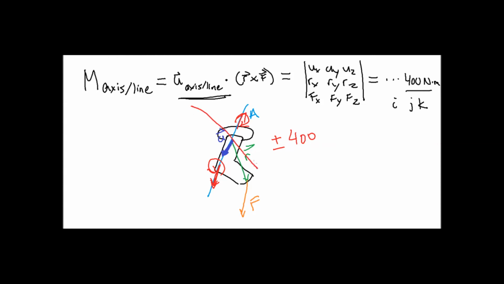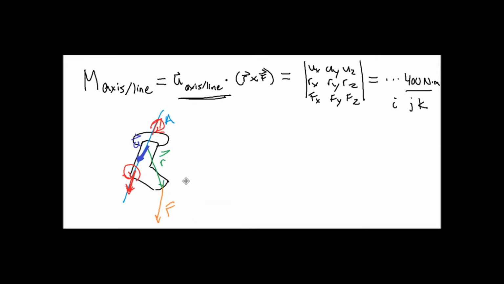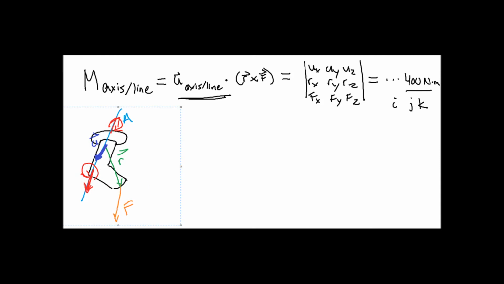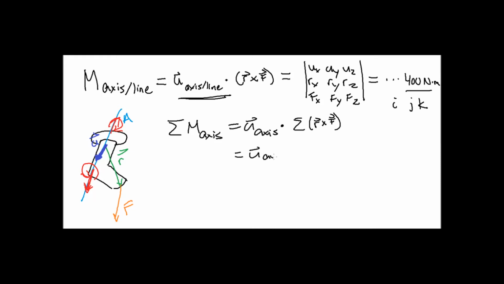Now, let's say that we actually have multiple forces acting on our system. Now, what does that math look like? Well, just like we can sum forces, we can also sum moments. So if we have the sum of moments along an axis, well, this part is the same here, but we just get a sum of moments. So this would look like something like this if expanded out.